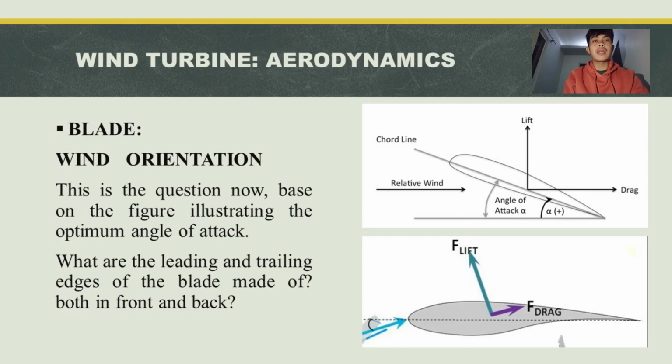Wind turbine aerodynamics, blade wind orientation. This is the question. Now, based on the figure illustrating the optimum angle of attack, what are the leading and trailing edges of the blade made of, both in front and back?